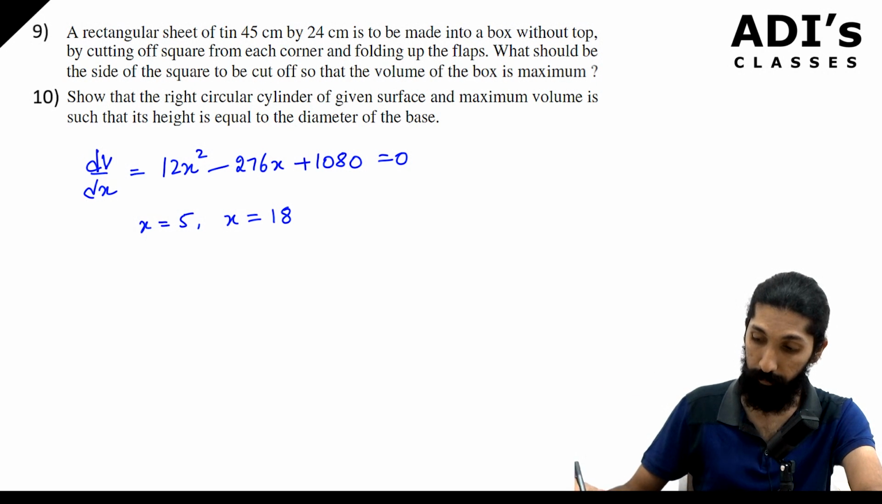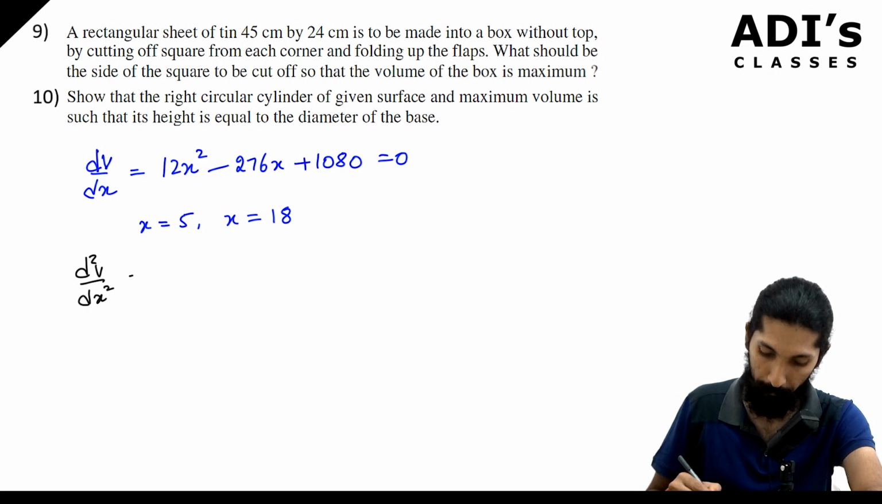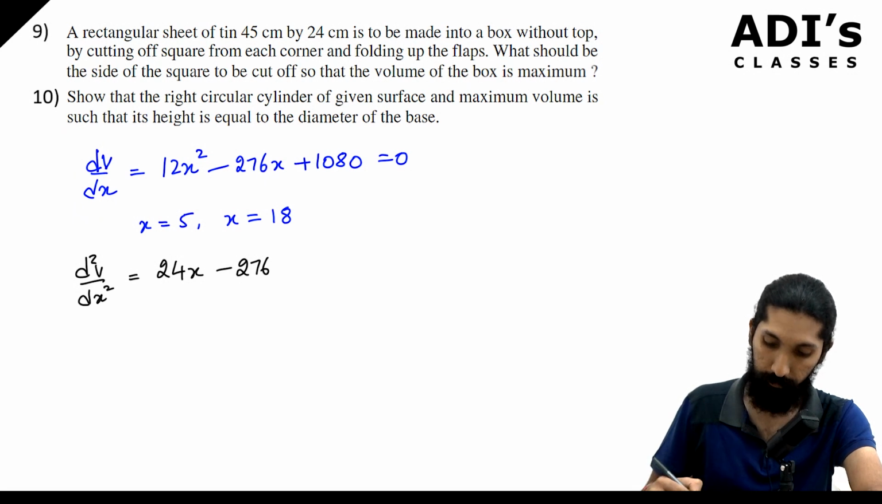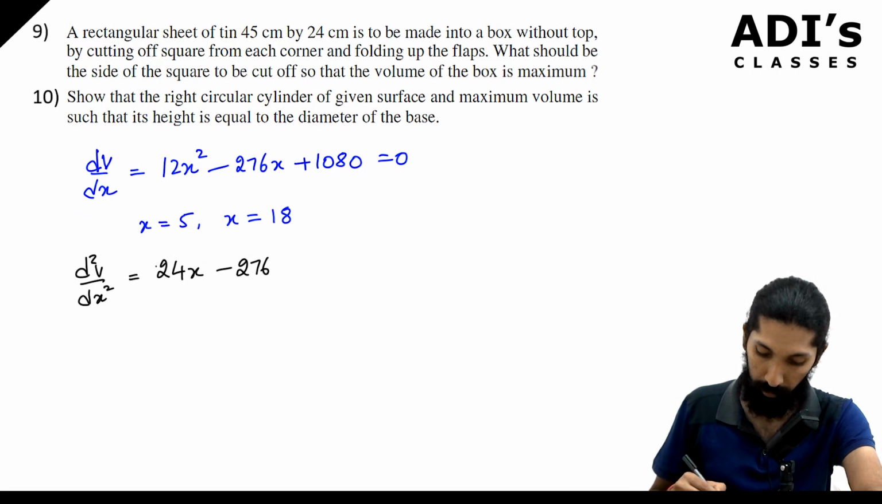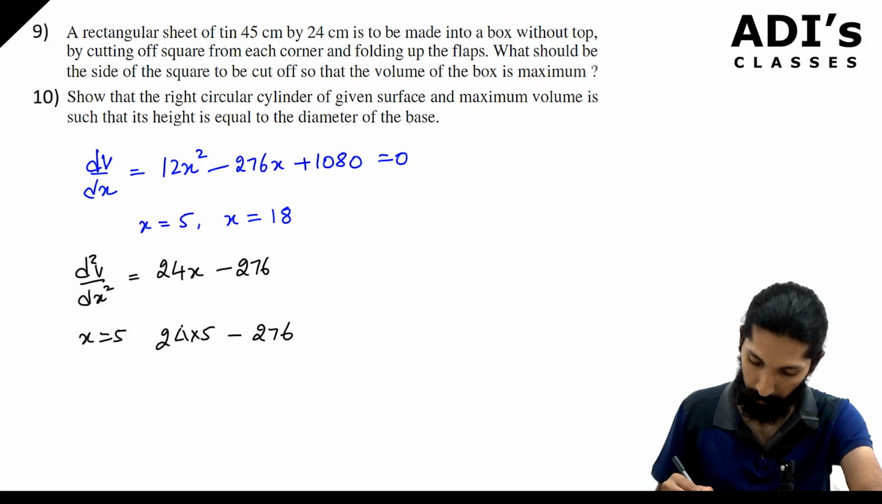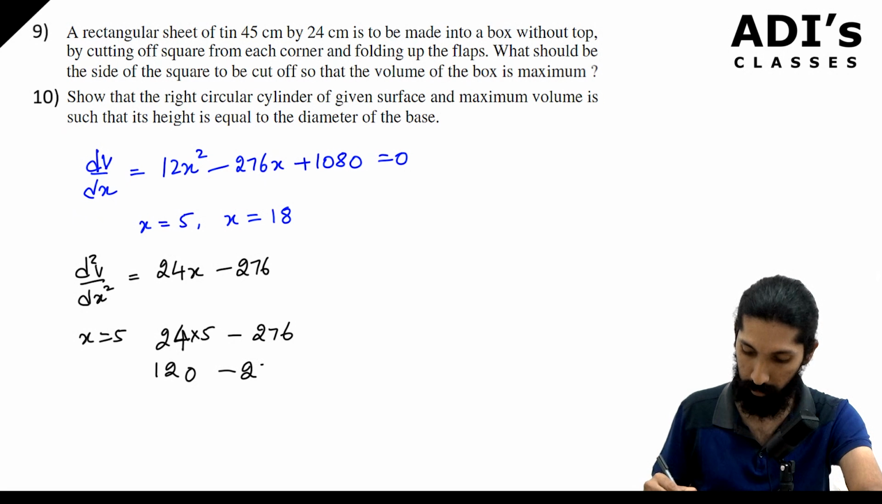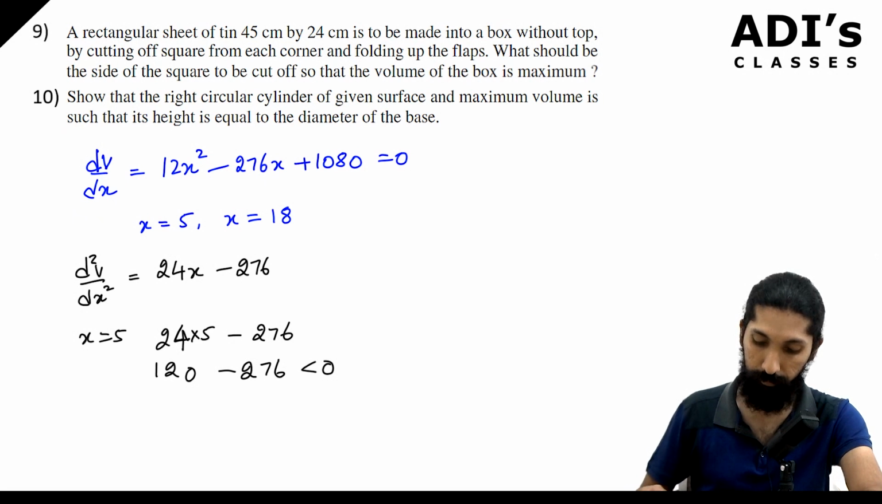Do second derivative. Okay, second derivative d square V by dx square, 24x minus 276. Right? Now, put x as 5 first. Take x is equal to 5. 24 into 5 minus 276. So 24 times 5, you have 120 minus 276, which is clearly less than 0.